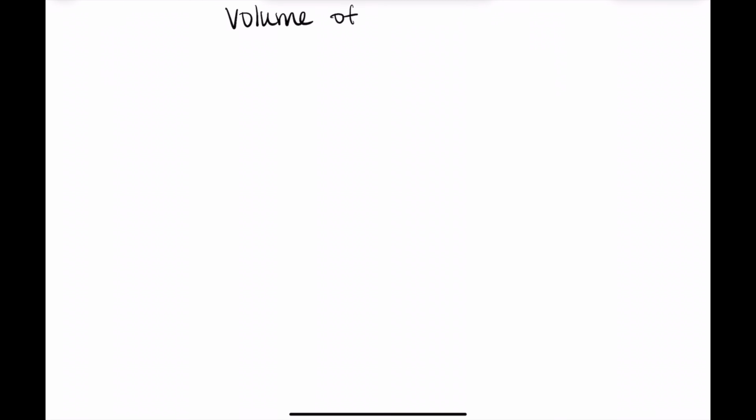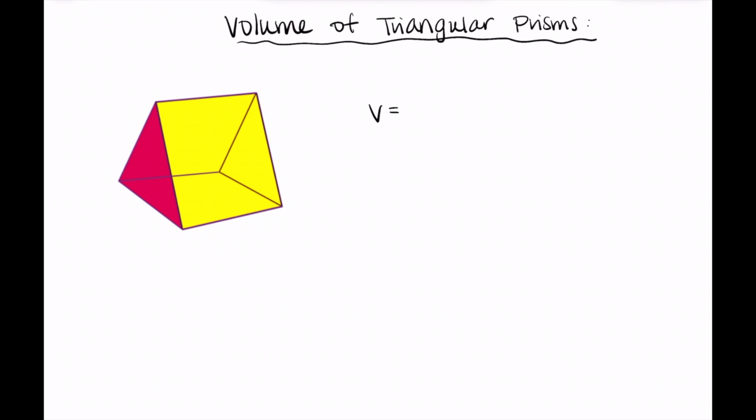Our second shape is volume of triangular prisms. If you guys missed last week's video, we went over what volume was, and we also went over the difference between a pyramid and a prism. So I would highly recommend watching that video first. But now we'll get into volume of a triangular prism.